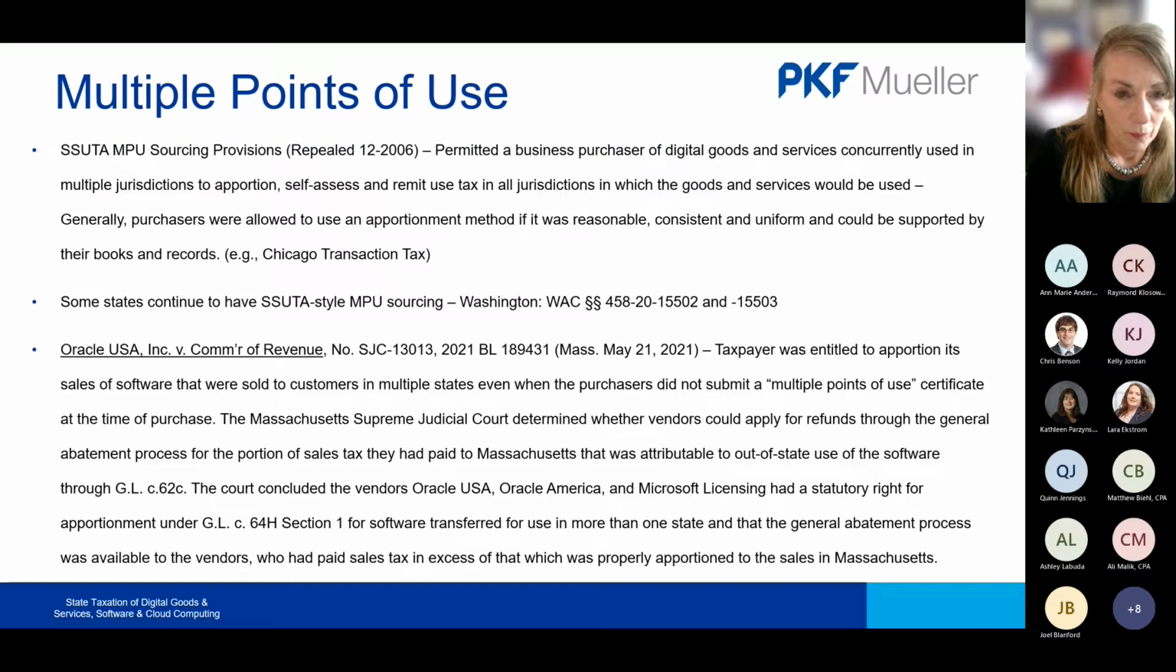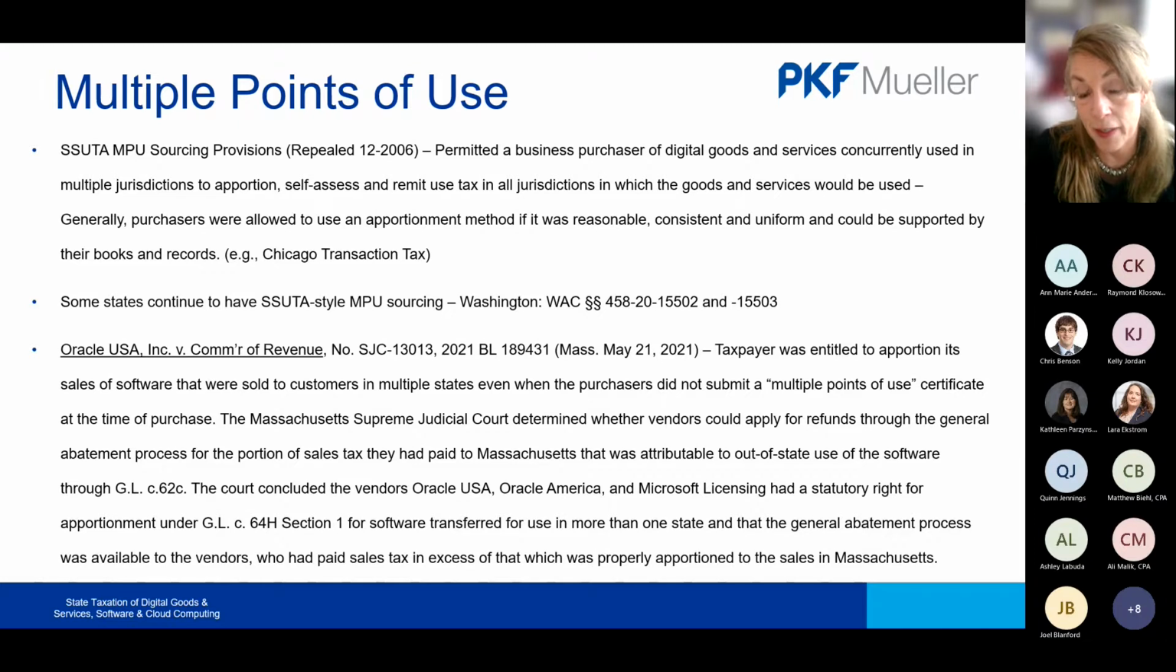Ellen, do you want to talk about the multiple points of use? So this is just another area of sourcing that's a difficult area. Initially, the Streamlined Sales and Use Tax Agreement provided for this MPU sourcing, but then the provision was repealed, so it's not in existence anymore, but it still lingers in certain states.